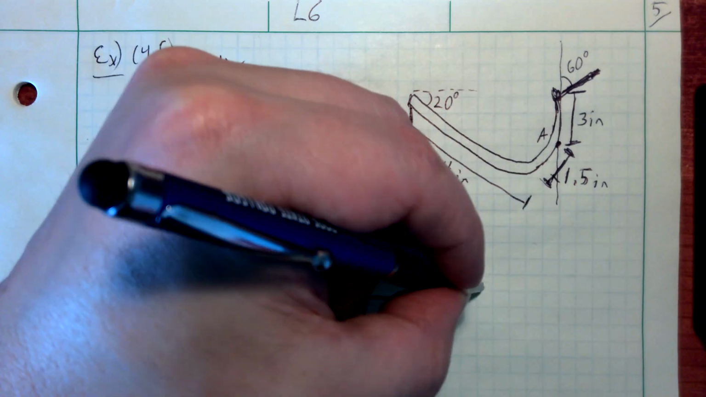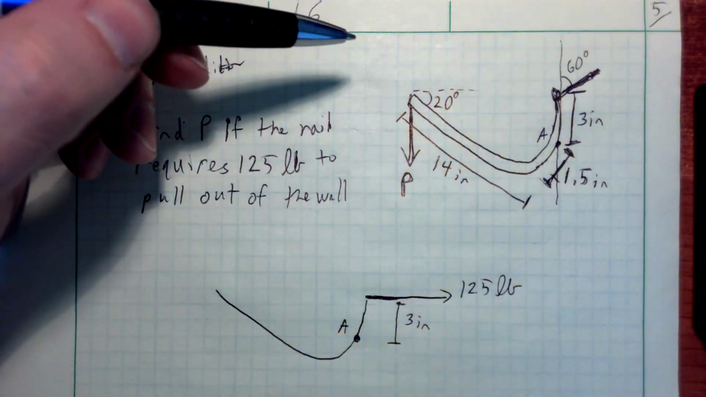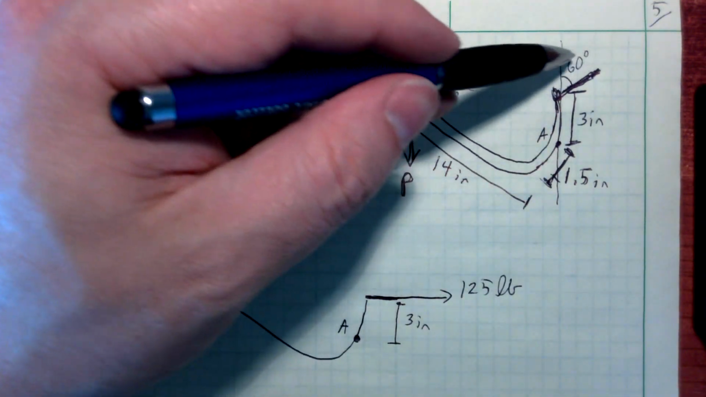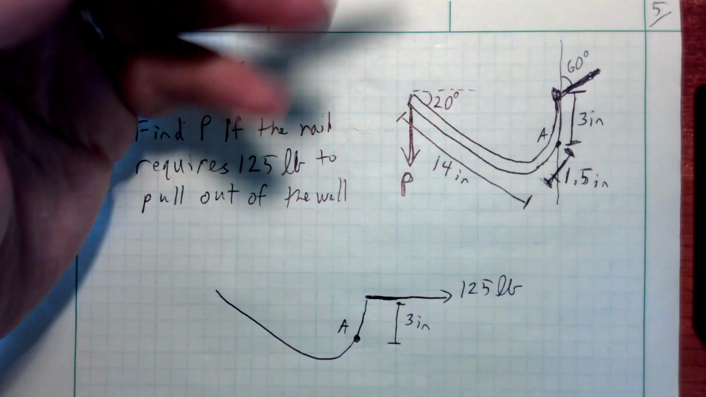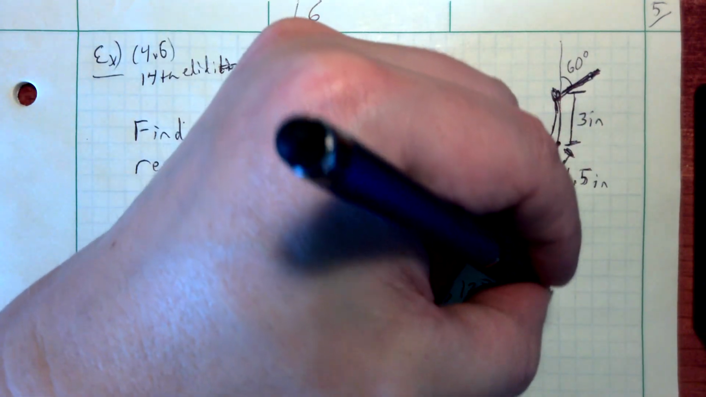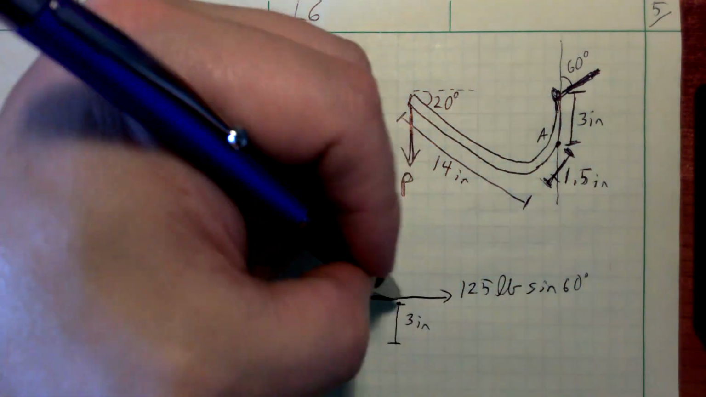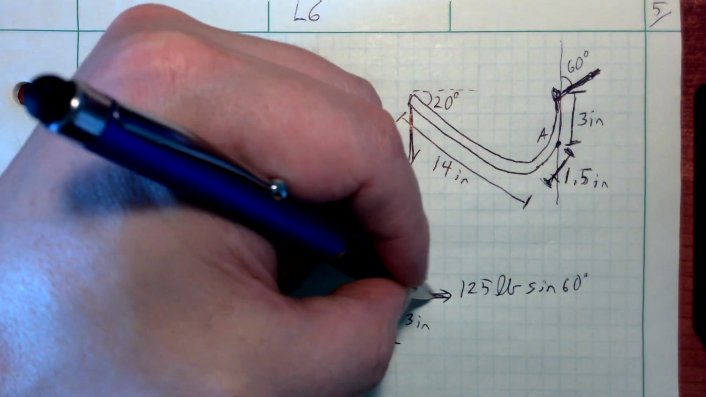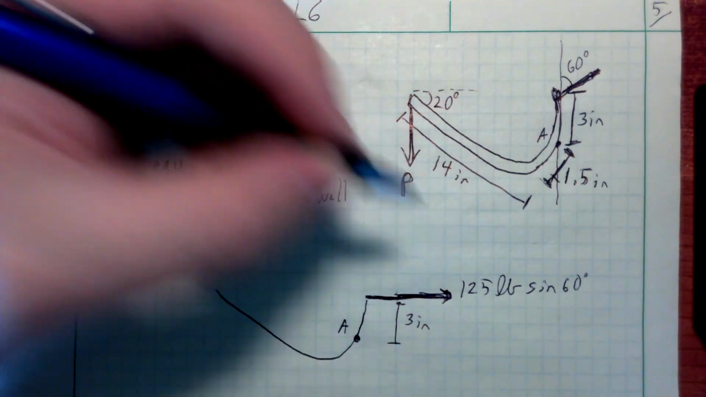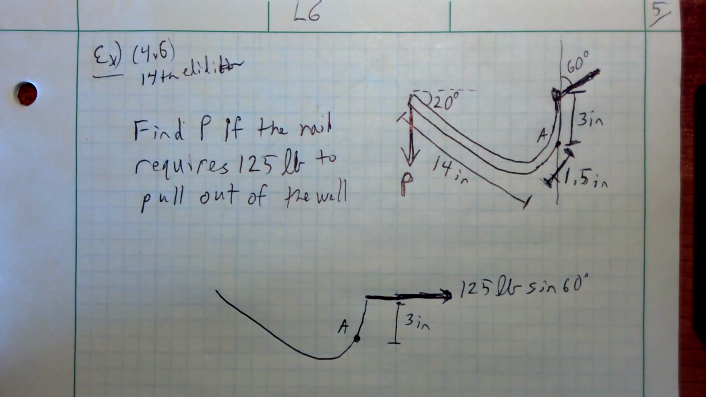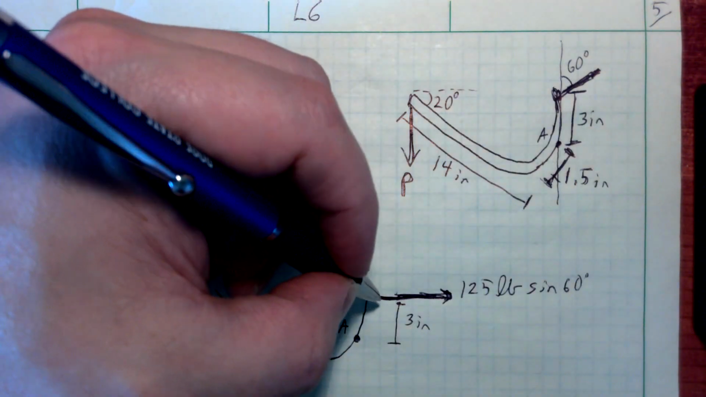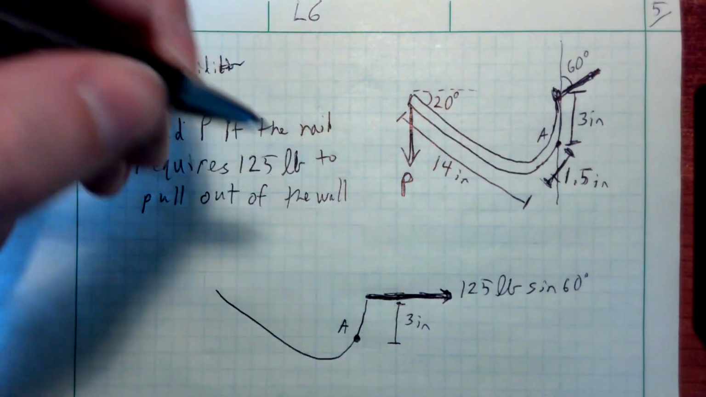Now that force then is going to have a horizontal component. It's going to be 125 pounds, and the horizontal component is opposite of this 60 degrees. So it's 125 pounds sine 60. And inevitably, somebody still at this point in the class will be asking, hey, Steve, why are you using sine for X? I'm not. I'm using sine for the opposite side of the 60 degrees. I don't care whether it's X or Y. It's opposite of the 60 degrees. That's why I'm using sine here.